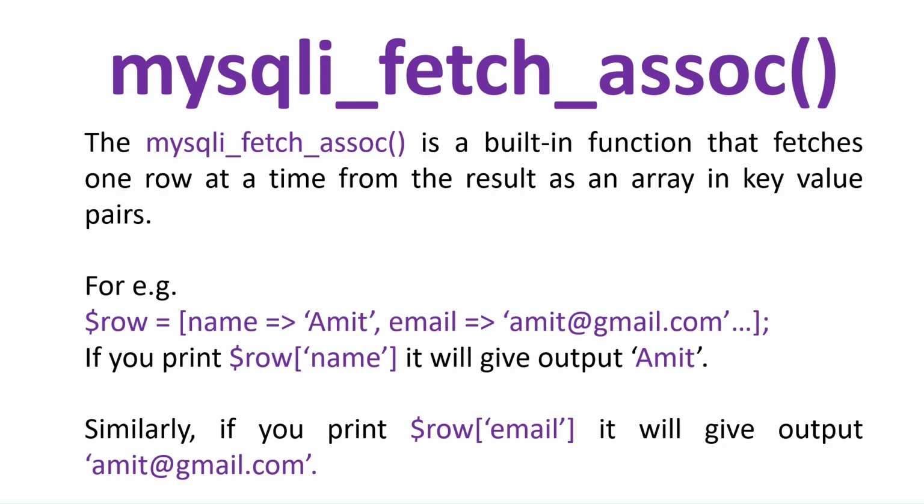The next built-in function we will use is mysqli_fetch_assoc. The mysqli_fetch_assoc is a built-in function that fetches one row at a time from the result as an array in key value pairs. As an example, the $row array shows how data is saved using the mysqli_fetch_assoc function. If you print $row name, it will give output Amit.